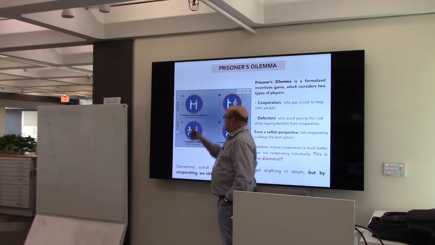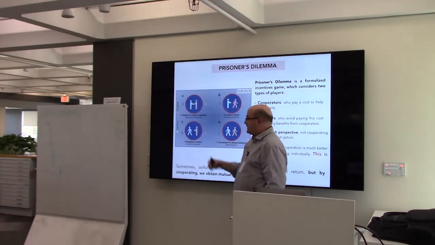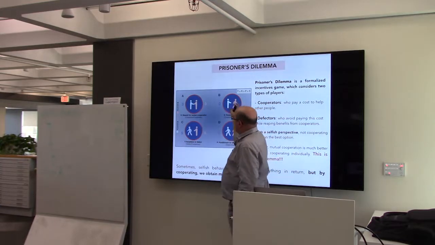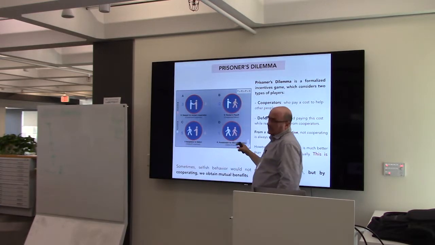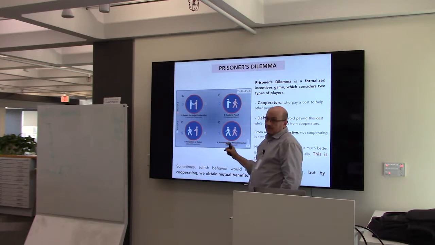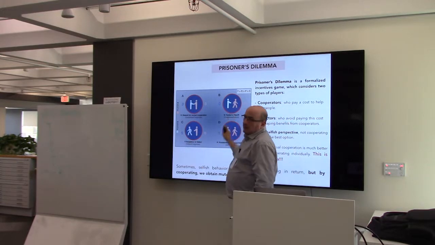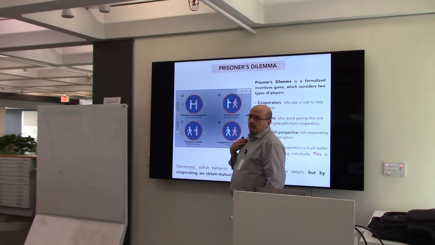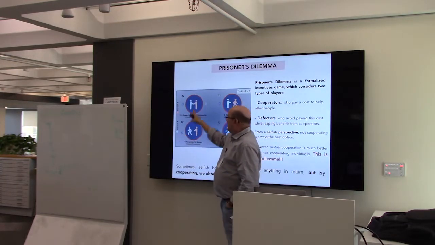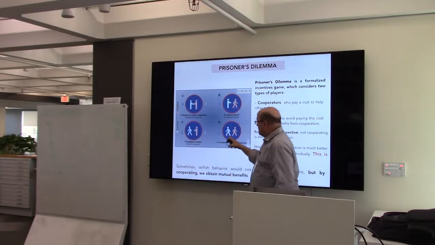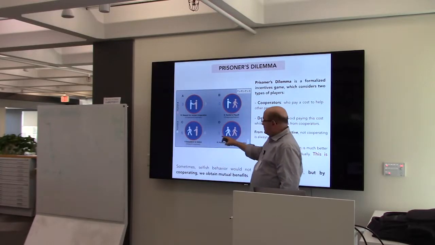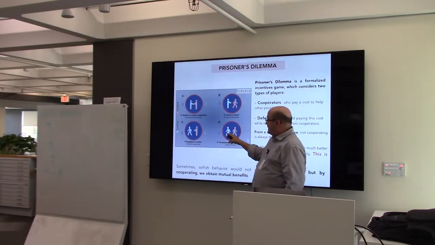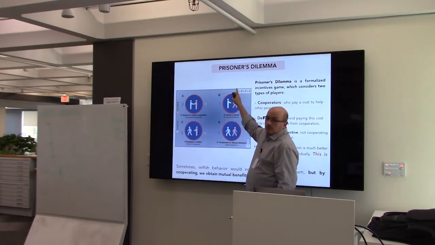If you are a defector and your opponent is a cooperator, then you get 5 and the cooperator gets 0. The other way around, because it's symmetric, and if both are defectors, both get 1. So as you see, whatever your opponent does, the best for you from an individual point of view is to play as defector. Because if you play as defector with a cooperator, you will earn 5, and if you play with another defector, you will earn 1. That is more than if you play cooperator with a defector, because in this case you earn 0.